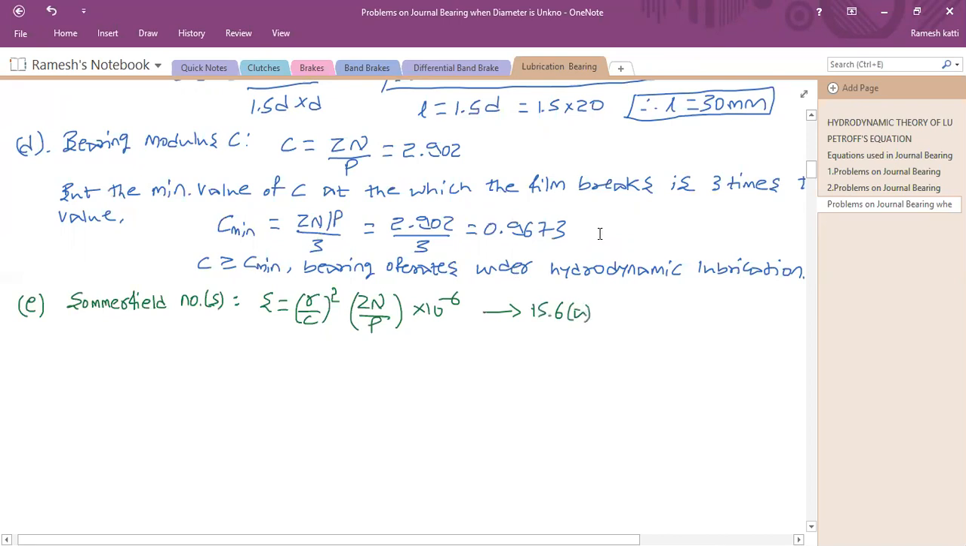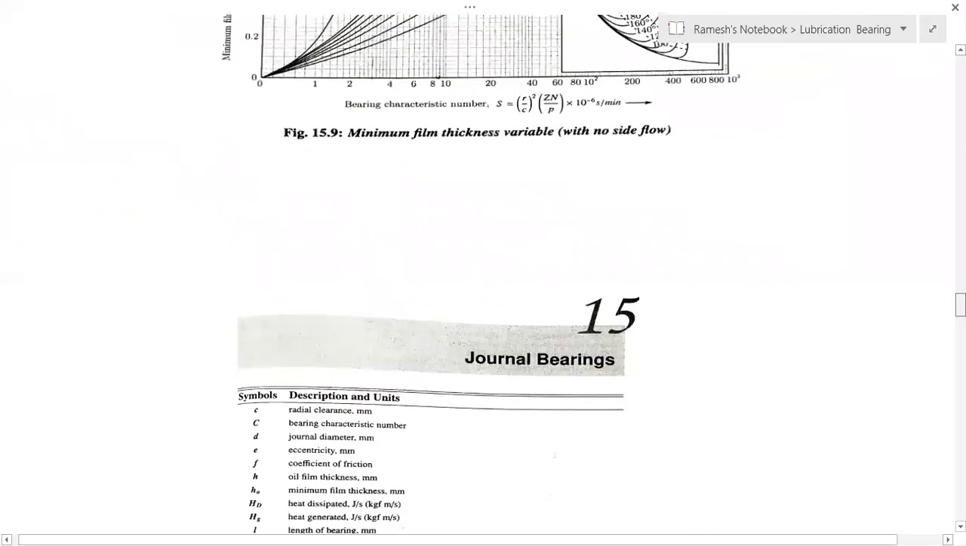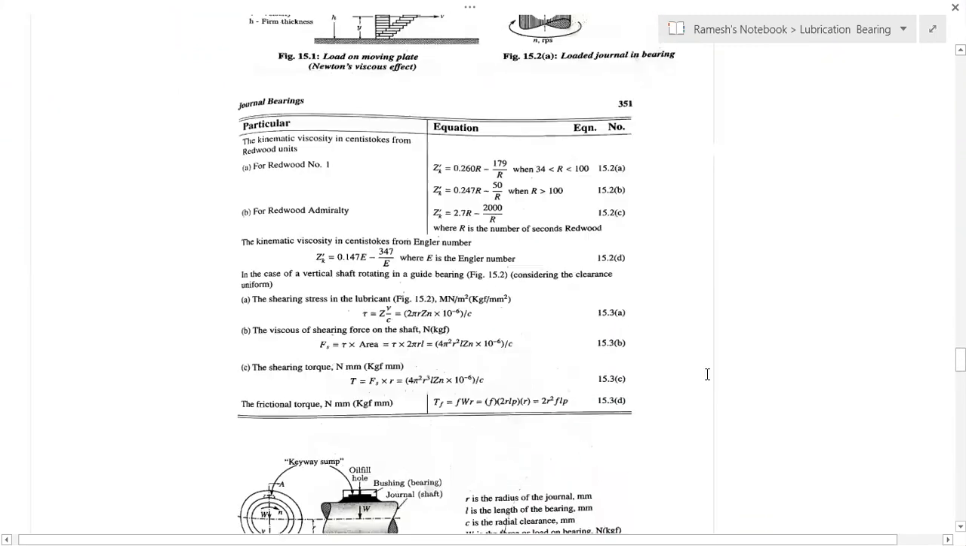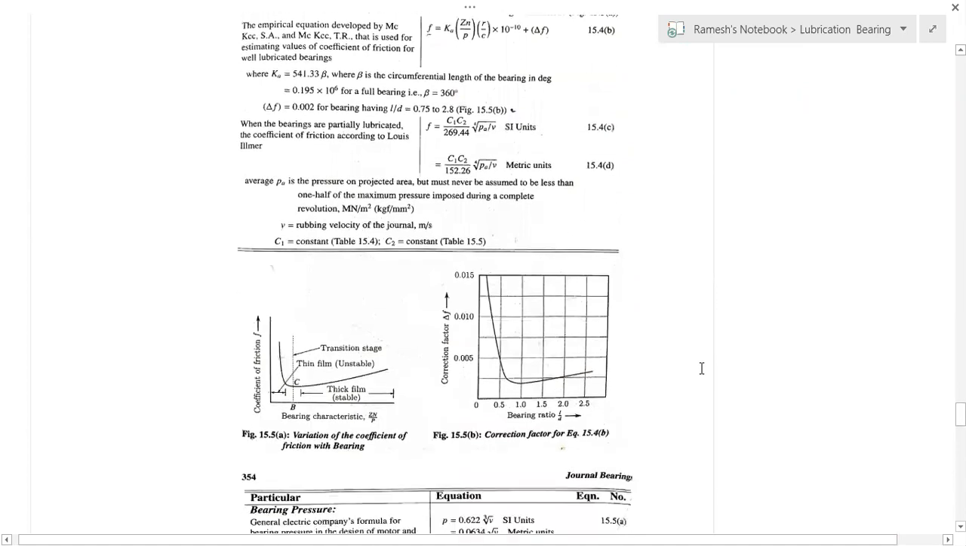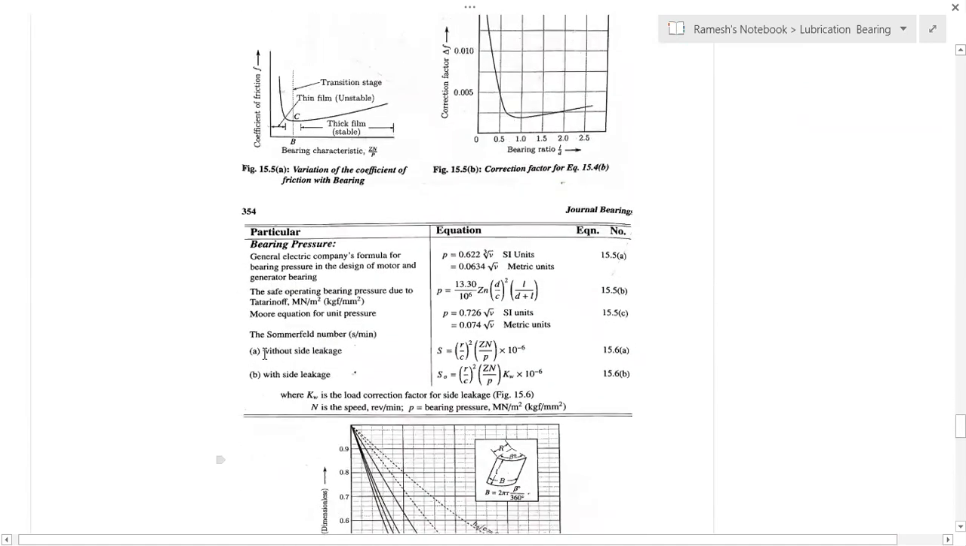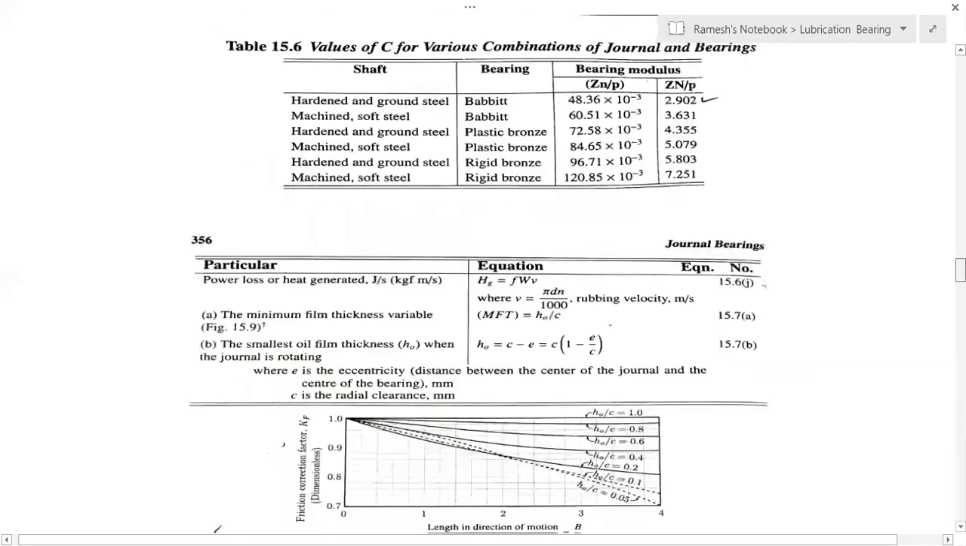I will show you this equation. Here you can see that to find out the Summerfield number, two conditions are there: without side leakage and with side leakage. In the problem, he has not mentioned anything, so we'll assume that there is no side leakage. That's why I have taken 15.68. If the statement mentions a side leakage, then to find the Summerfield number you have to use the next condition, where you multiply the above equation with Kw. Kw is nothing but the load correction factor. That is the difference.